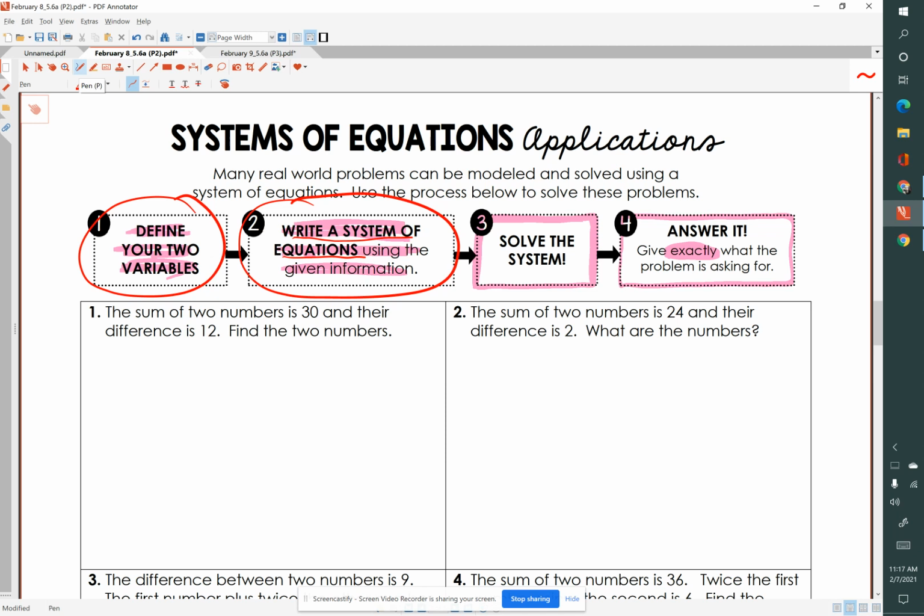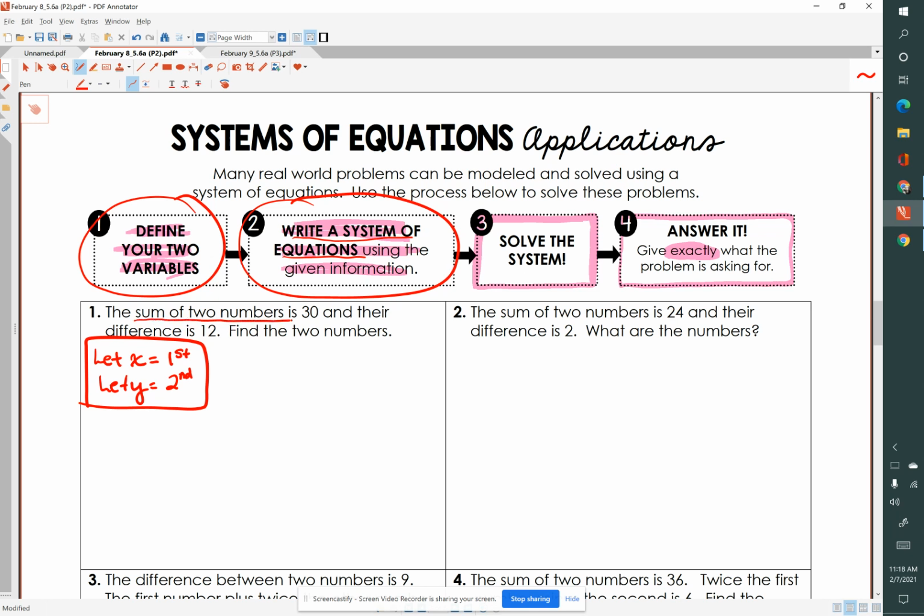The first problem is the sum of two numbers is 30. So when we add them together, they're 30. The difference is 12. Find the two numbers. So when we create our X box, we have a first number. So X equals the first number, and we're going to let Y equal the second number. Okay, number one, number two. That's our X box. So now let's just read through the problem.